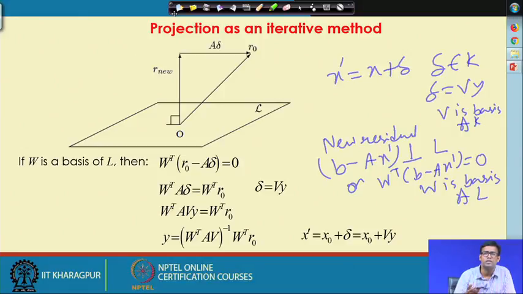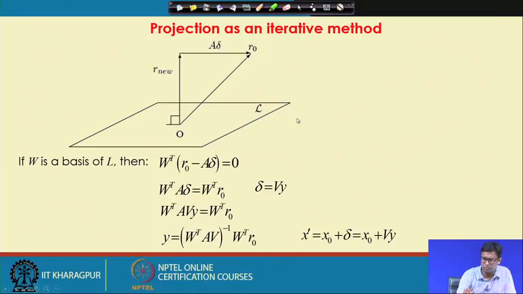Now, what we will do, we will make a few selections of W and V, or K and L, and see what type of iterative methods we are getting, and we will also check whether these iterative methods converge to the right result. If W is equal to V, we call this a Galerkin process, and this is also an orthogonal projection when both these spaces are the same.